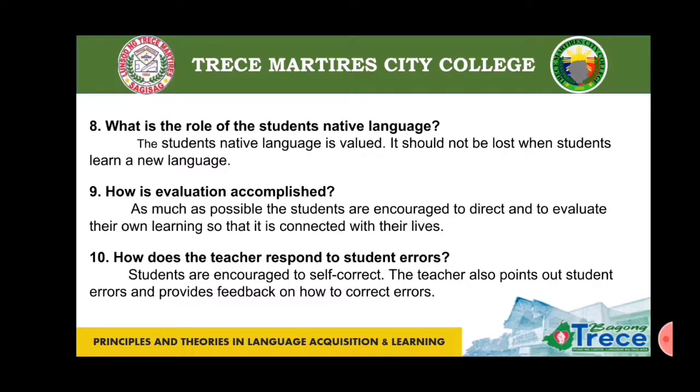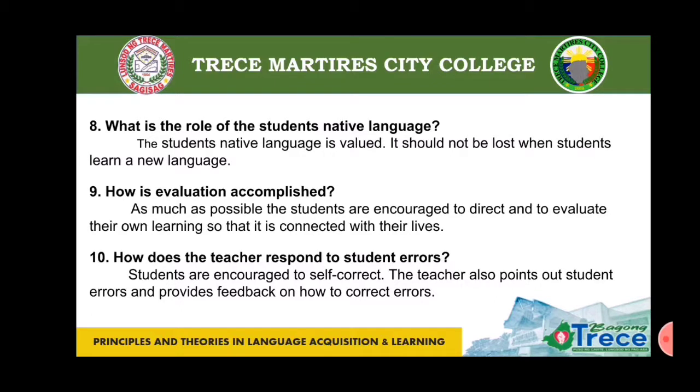It should not be lost when students learn a new language. So, especially today, marami sa ngayon yung mga students na they adapt the languages of different countries. So, as a student, dapat hindi pa rin natin malimutan kung ano ba yung sa atin mismo. Kasi minsan nakakalimutan na natin kung ano ba yung lengguwahe dapat na ginagamit natin. So, it is important to love our own languages.